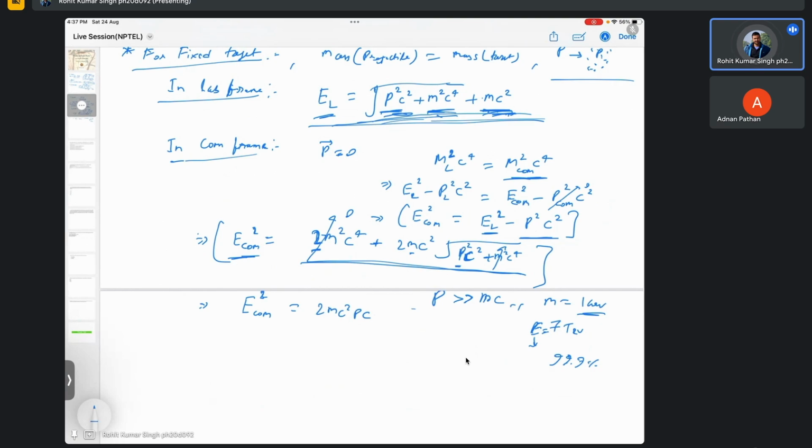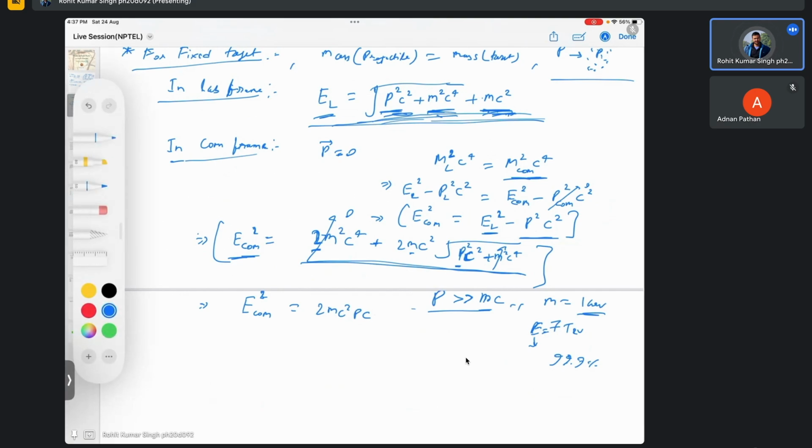No, this I wrote just to match the dimension. You understand what I want to say? You can write the full expression, so like p square c square greater than m square c to the power 4. Now it's fine.